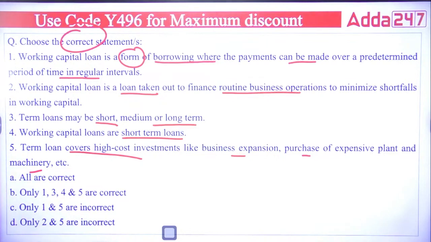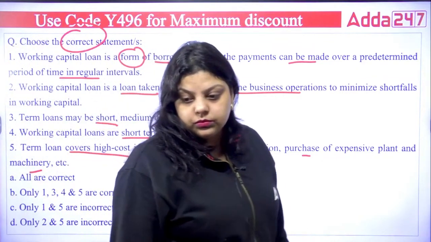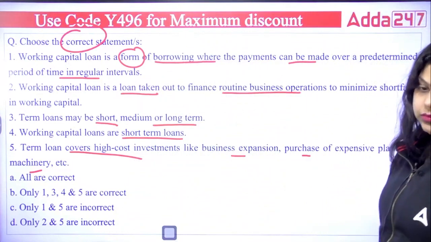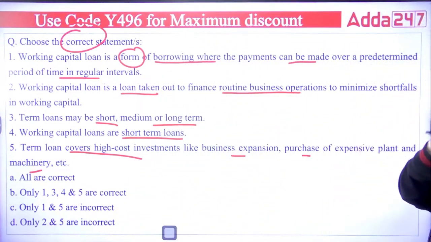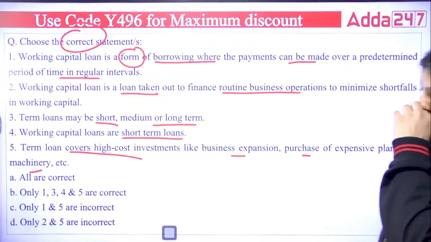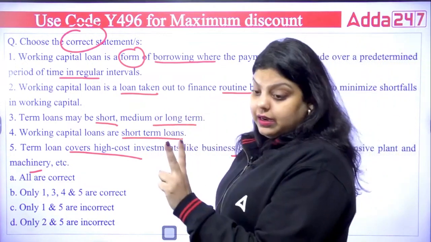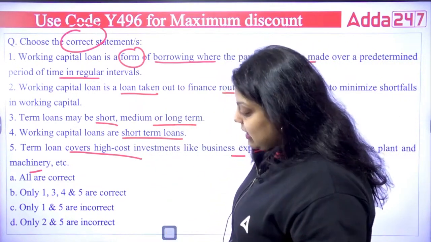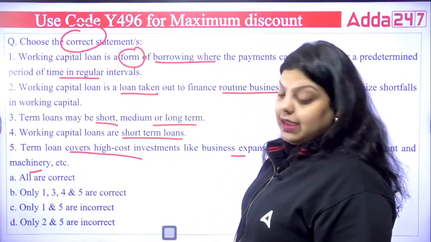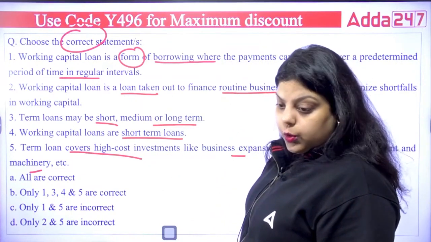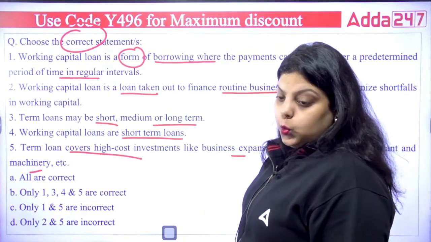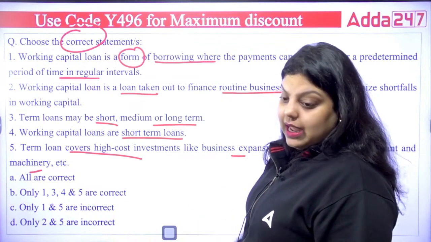Out of these options, you have to answer which of the following is correct. A, B, C or D. Which of the following is correct? So the correct statement is: first is saying all are correct. Second is saying 1, 3, 4 and 5 are correct. Third is saying 1 and 5 are incorrect. Fourth is saying only second and fifth are incorrect. So you have to answer out of all these which statement is correct or which is incorrect as per the options.